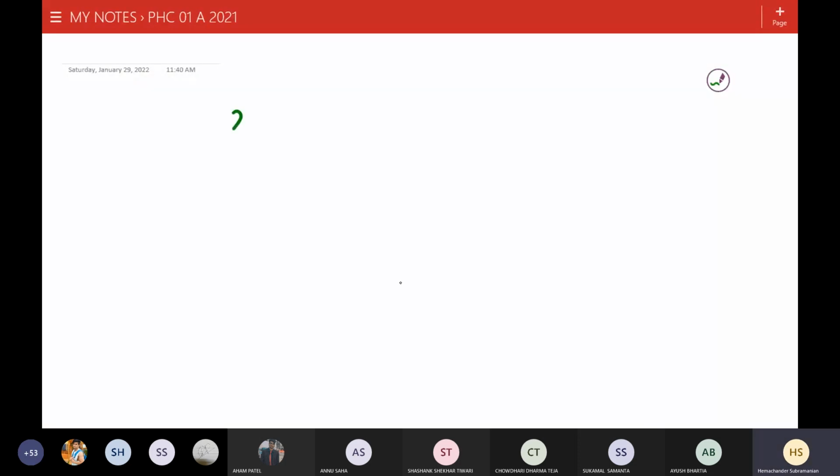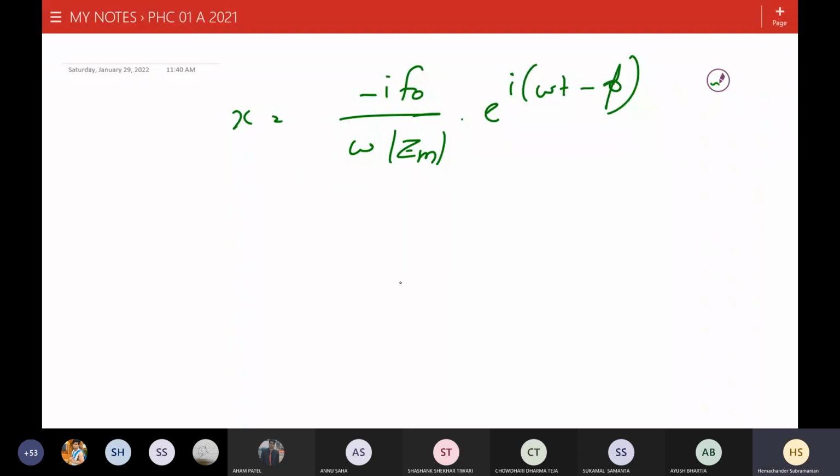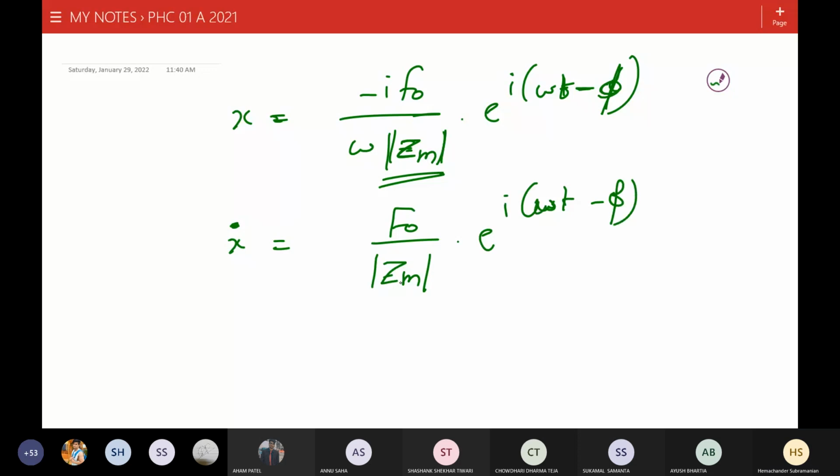All right. So my x is i F naught omega ZM e power i omega t minus phi. I can write it like this. I just made this denominator into a constant and an angle. So that is my x. And what about my x dot? We can do the same thing. It's just F naught over ZM e power i omega t minus phi. This is my displacement. This is my velocity.